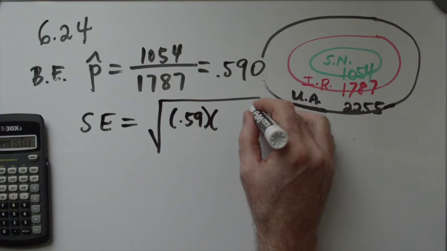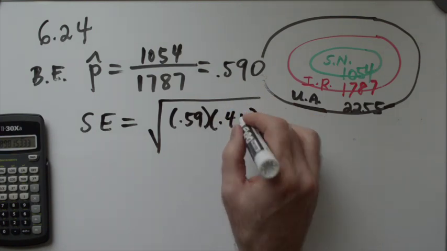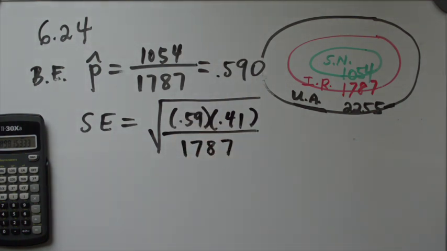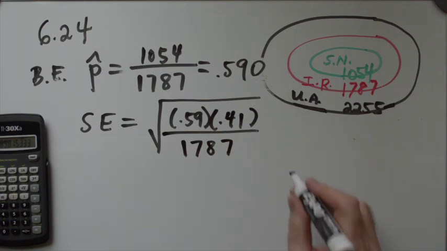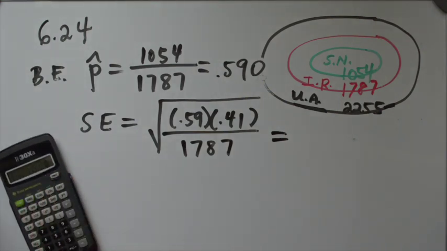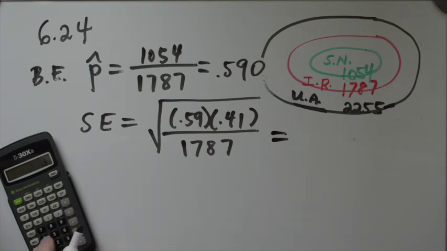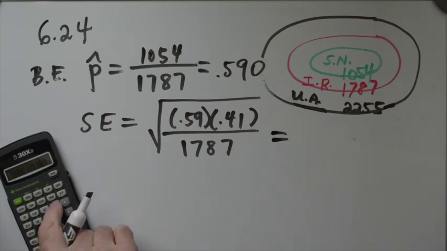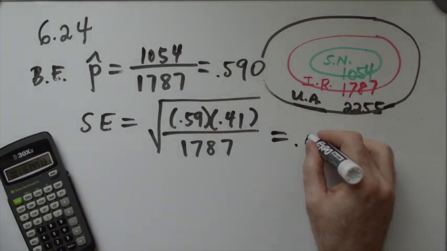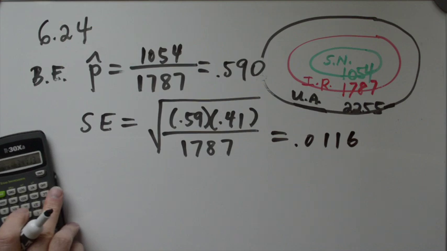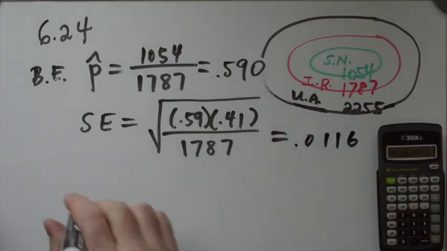Our standard error that goes along with this is going to be the 0.59, and then its complement, which is going to be what? 0.41, divided by the sample size of 1787. So that's going to be our formula for the standard error. When we do this calculation, we get 0.59 times 0.41 divided by 1787. Take the square root. We're getting a standard error on the order of 0.0116.